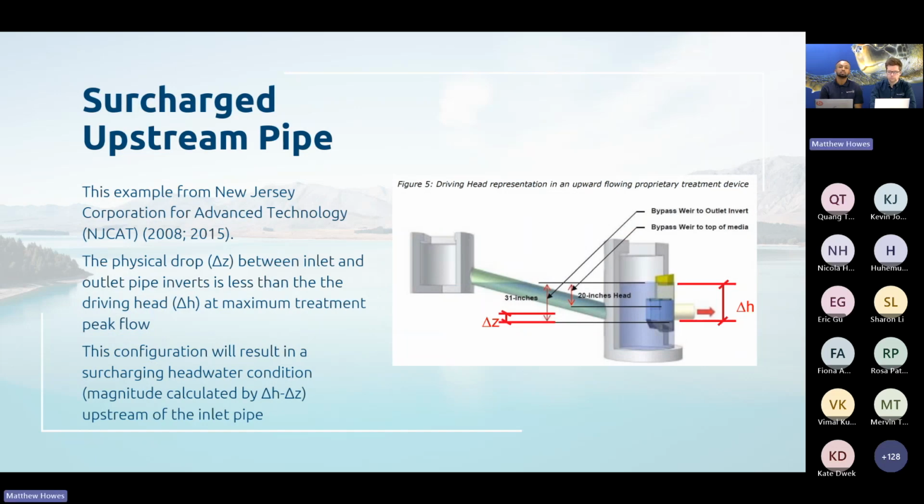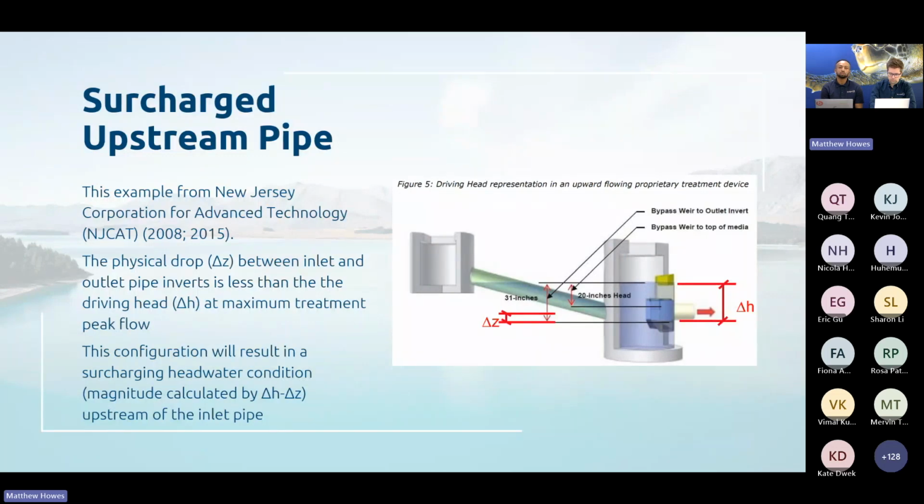Yeah, so in this diagram, you can see the delta Z, which we discussed earlier, which is the physical drop. And we have the delta H, which is the driving head. So the physical drop, which is between inlet and outlet, is less than the driving head in this case, which causes surcharging of the upstream pipe, causing a headwater or backwater onto the upstream network.